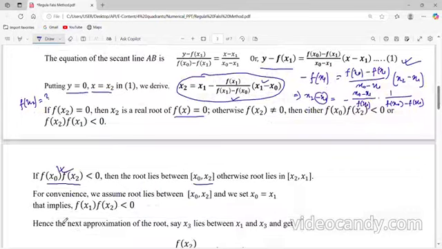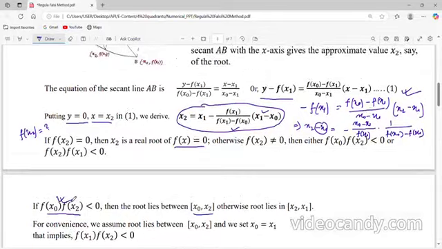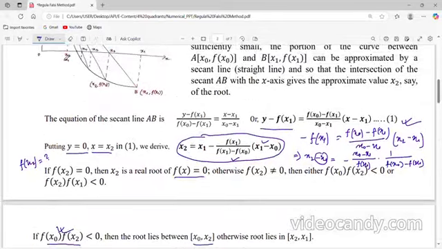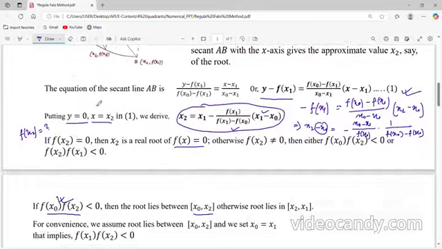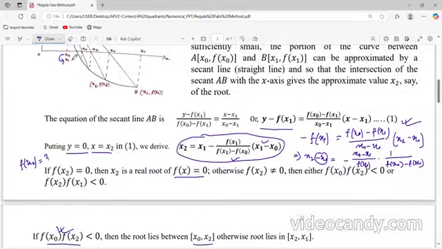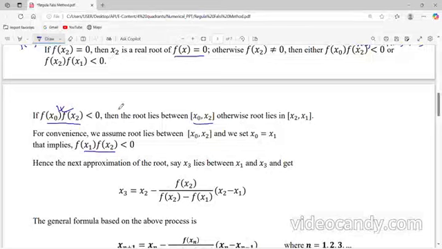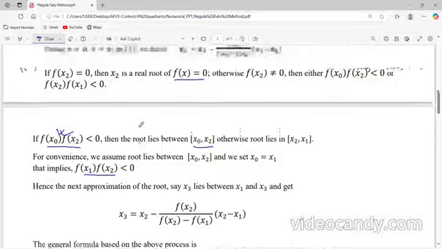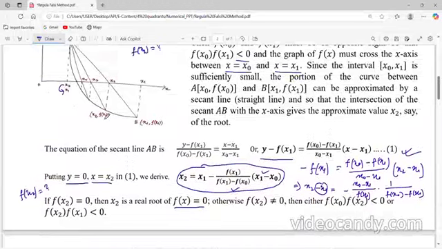For convenience, we rename the interval. Here we are renaming x0 as x1, so your new interval is x1, x2. We are renaming the point x0 as x1, so our new interval is x1 to x2.